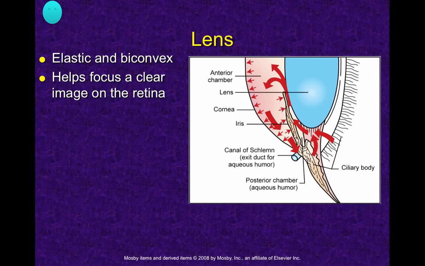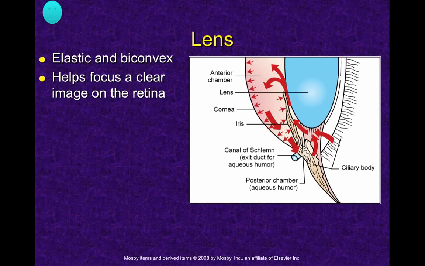The lens is elastic and biconvex. It helps focus a clear image on the retina. It's made of layers of fibers. Its front surface is in contact with the aqueous humor, and the back surface is in contact with the vitreous humor. Accommodation is really important to know.